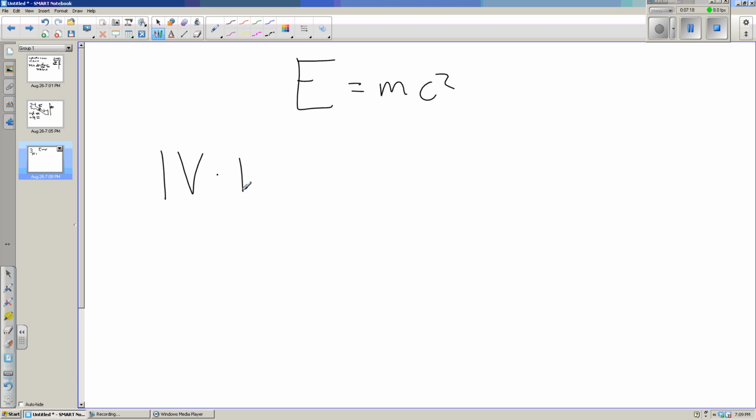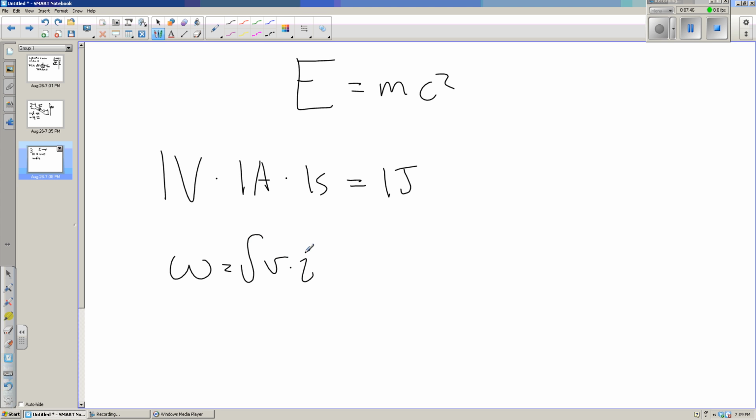1 volt times 1 amp times 1 second is equal to a joule of energy. And more generally, we can write this as work or energy is equal to the integral of voltage times current times our time slice, dt, our change in time.